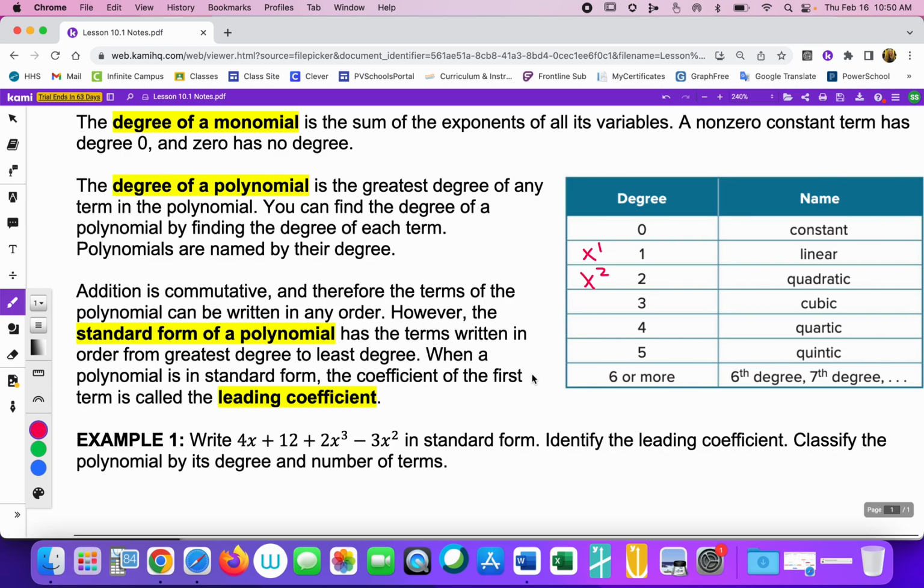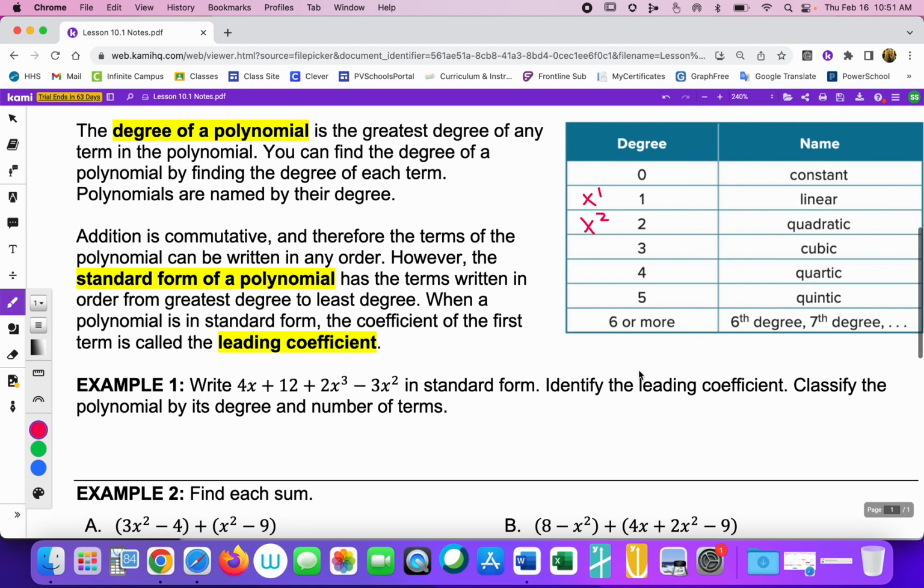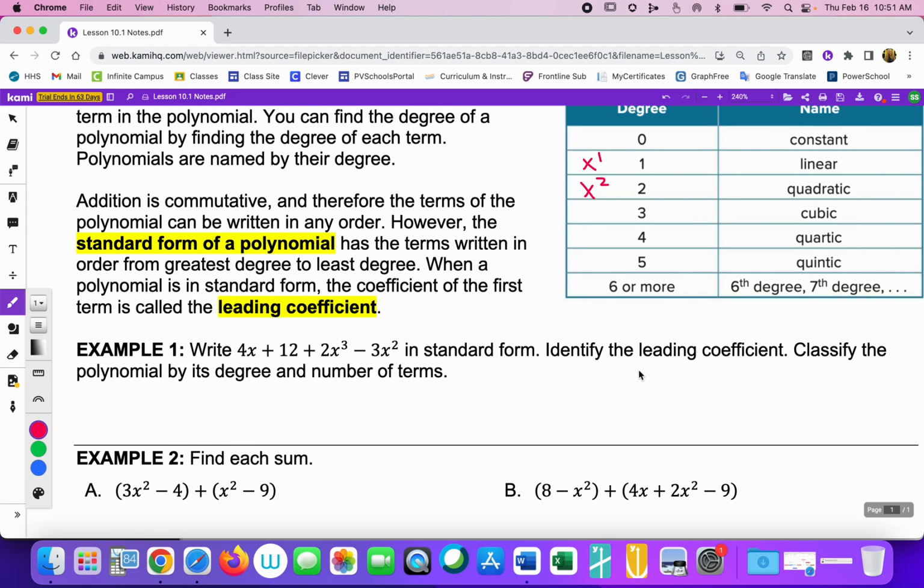So that's a lot of information. It's just stuff that we're going to be using, and you'll hear me say those words several times. Okay. So, any questions before we go into the examples?